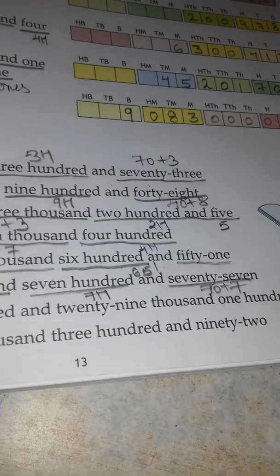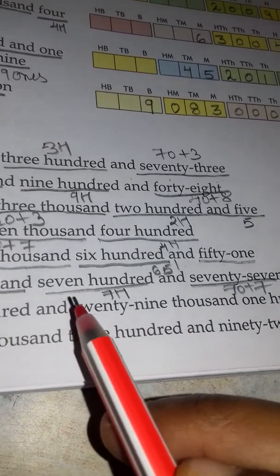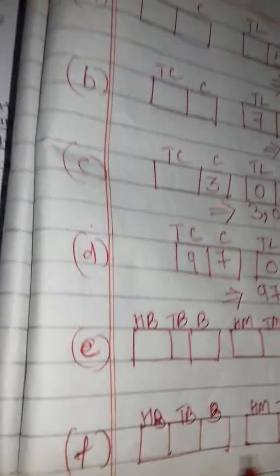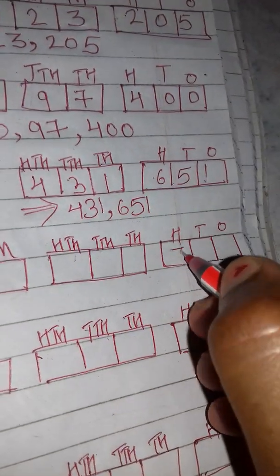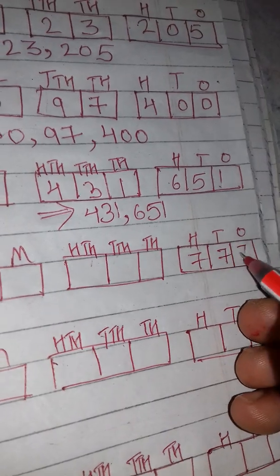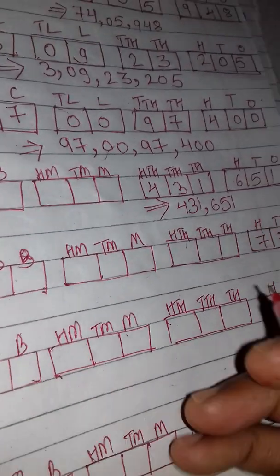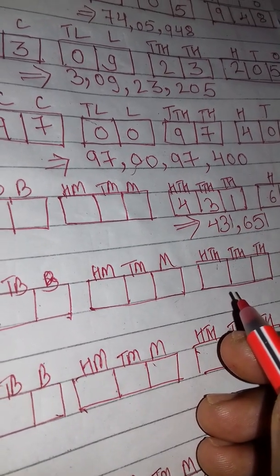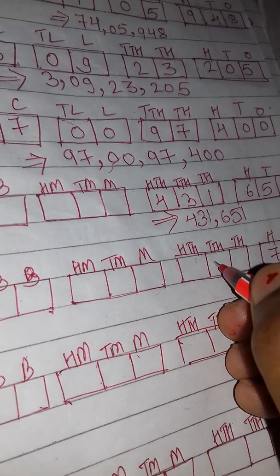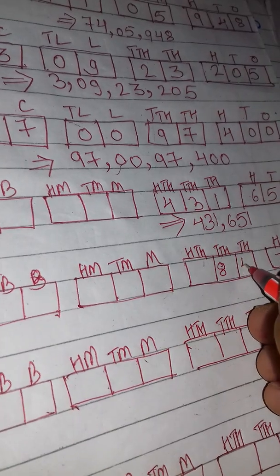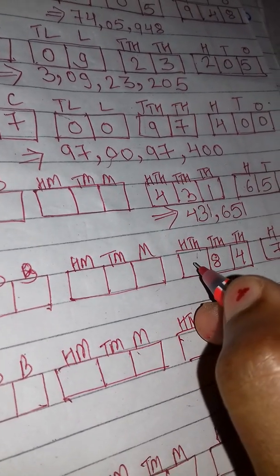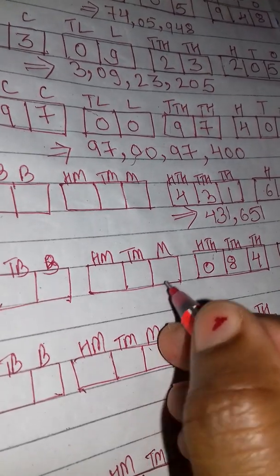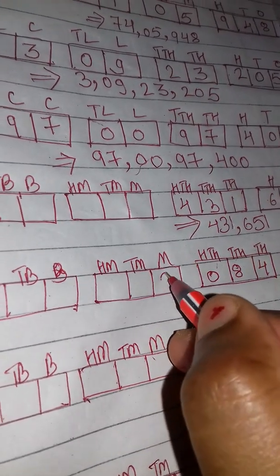So we will start from the right side. In the ones period it is given 777. So how will we write? 777. After this, the thousand period, what is given? 84,000. So 8 at 10,000 place and 4 at 1,000 place. 100,000 is not given, so we will put 0. And then in the million period, only the million place is given, 2.